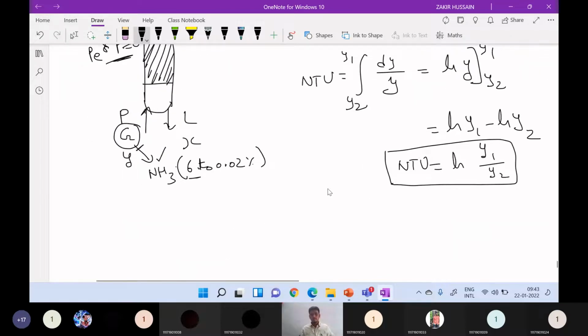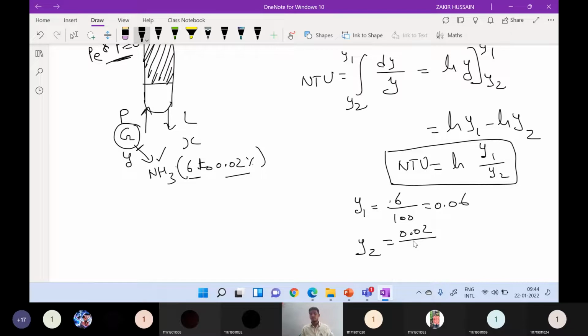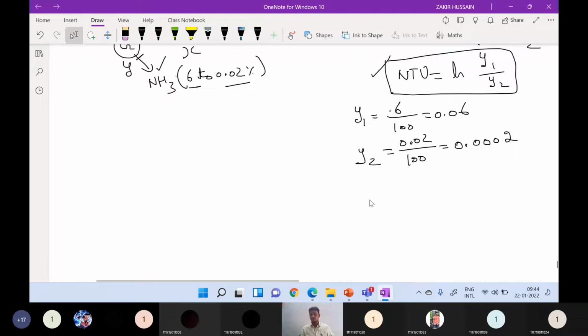Then y1 is 6% means 6 divided by 100, that is 0.06. Then y2 will be 0.02%, that is 0.02 divided by 100 further. So almost it is zero, it is reducing to a much lower amount, that is 0.0002. Then if you substitute in this NTU equation, NTU is equal to ln of y1, 0.06, divided by y2, 0.0002.